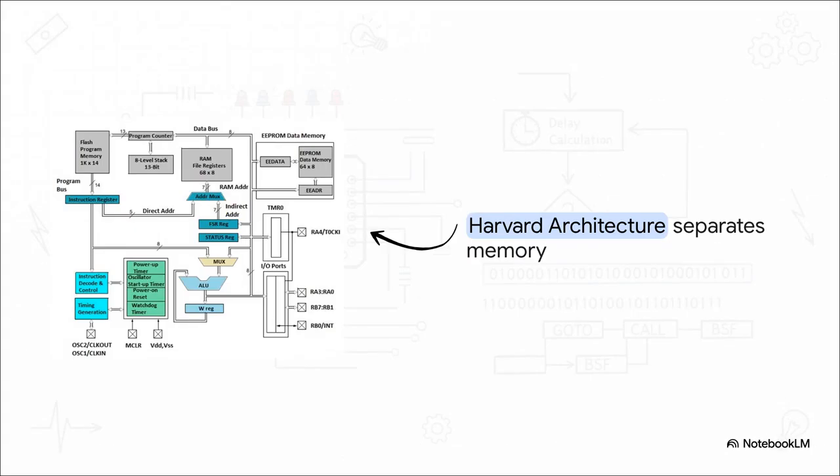Notice how the program memory and the data memory are entirely separate blocks? This is what we call a Harvard architecture. Because program memory and data memory have their own separate buses, the CPU can actually grab an instruction and access data during the exact same oscillator cycle. So absolutely no traffic jams. It makes execution incredibly fast.